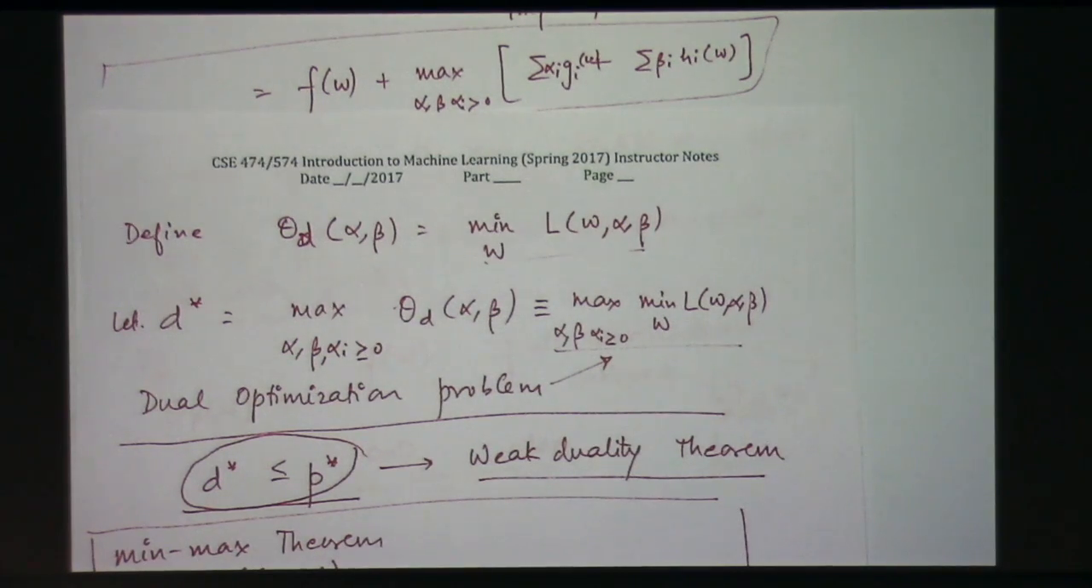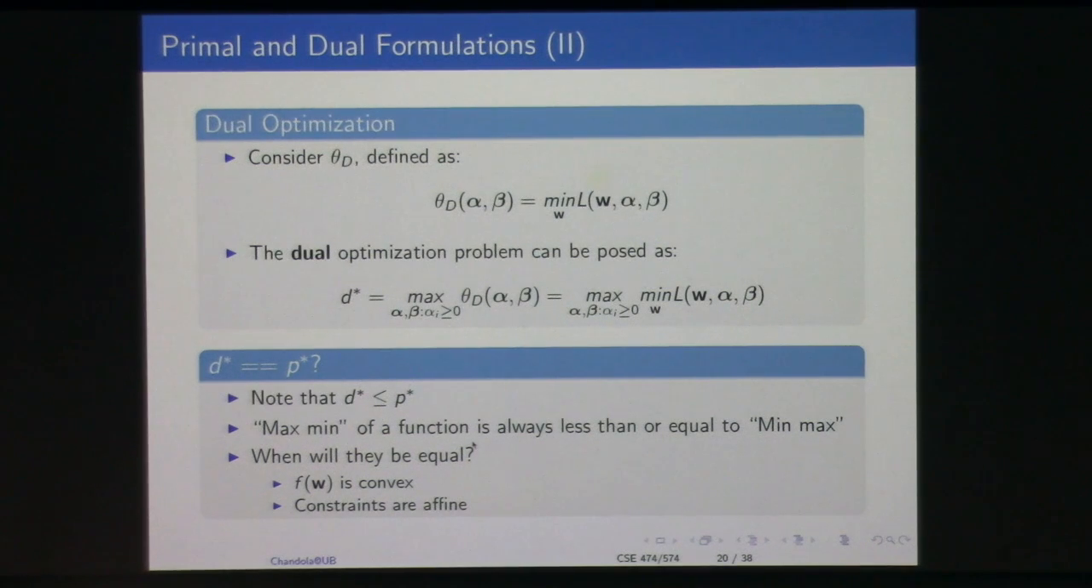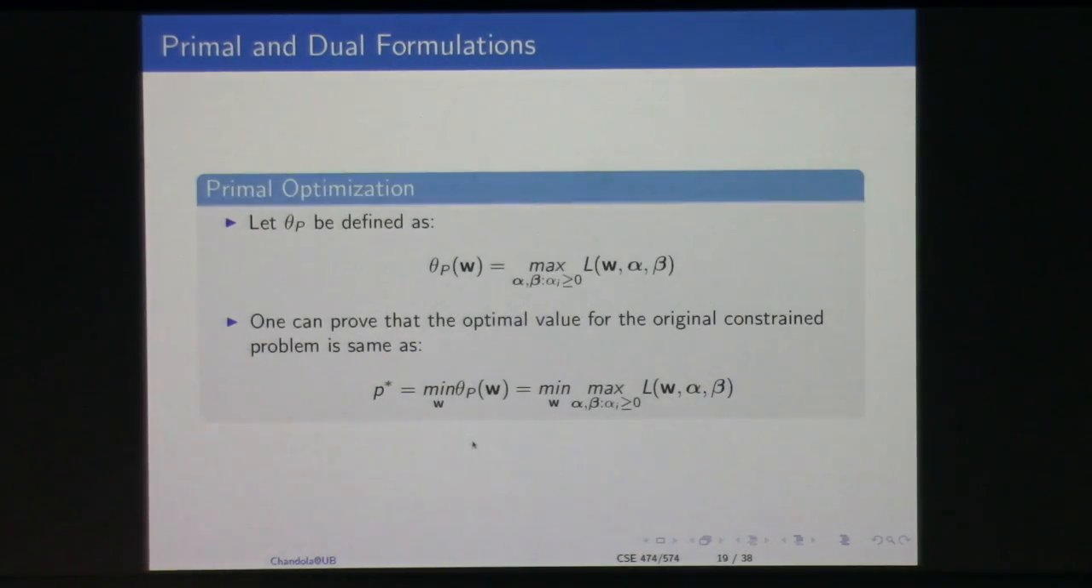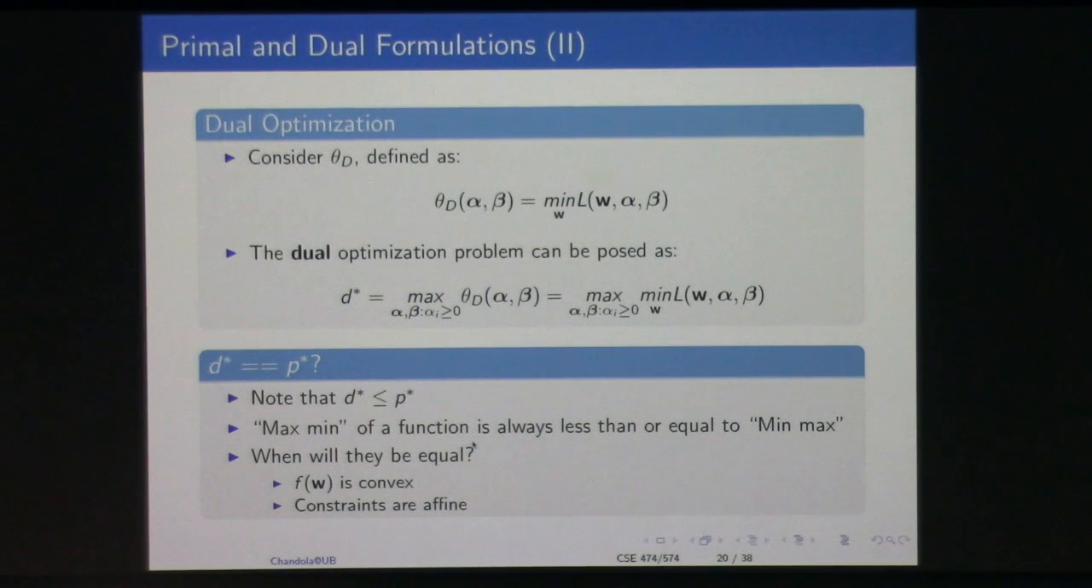However, there's another point I want to make. What the dual tells you is that D star is always less than or equal to P star. There is an equality sign here, which means there are some cases where they could be the same. If they're not the same, and you solve the dual problem and get some W, it's not necessarily the same W that you would get by solving the primal problem. That is called the duality gap.